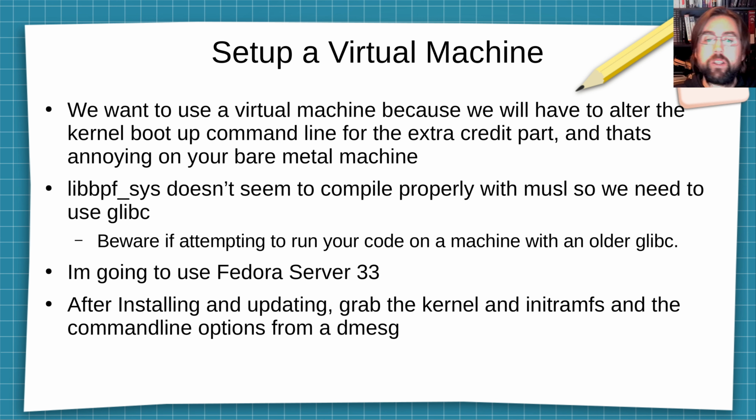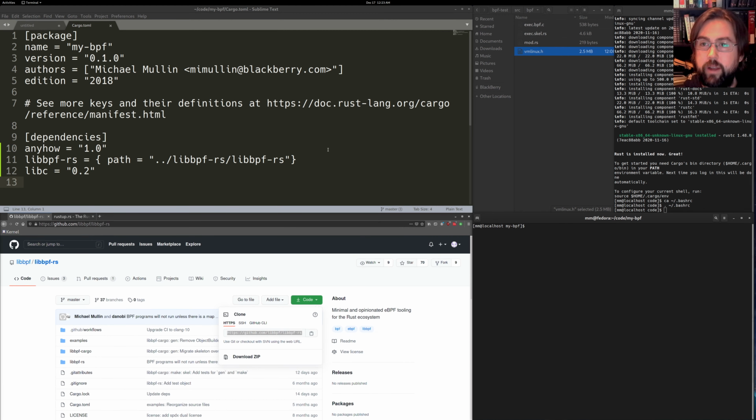So after installing and updating, which I'm going to leave as an exercise to you, to install Fedora, there's lots of videos on the internet about how to do that. Once we install Fedora, we need to grab the kernel and the init ramfs. And we also want to make note of the command line options from dmesg. So let's do that right now.